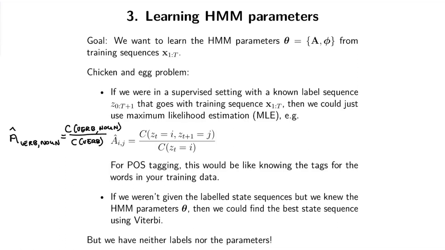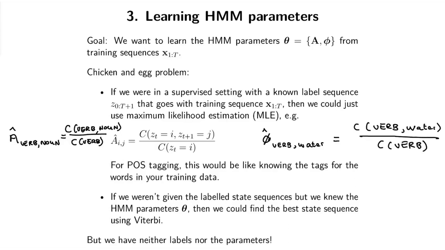Amazing. Cool. The emission distributions, you can do something very similar. Sticking with the part of speech example, if I want to know the emission probability of observing the word water when I'm in the verb state, then you would just count up how many times I saw the word water coming from the verb state. So how many times was water labeled with verb, out of all the possible verbs. And again, that's the maximum likelihood estimate.